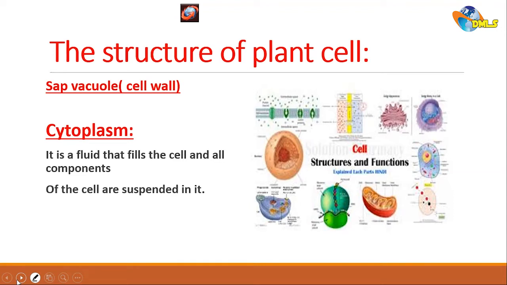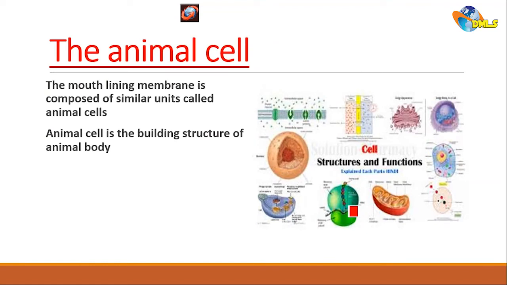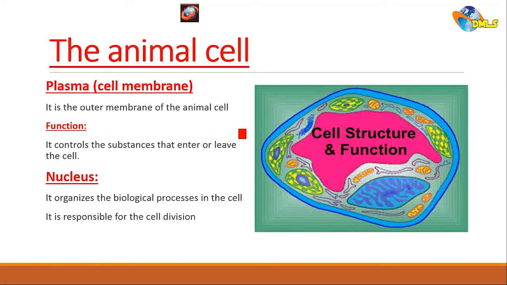Okay, the animal cell. We have a mouth lining membrane composed of similar units called animal cells. The animal cell is the building structure of the animal body, as we said before. The structure is a cell membrane. The animal cell doesn't have a cell wall. This is why the animal cell has an irregular shape, or unsupported shape.